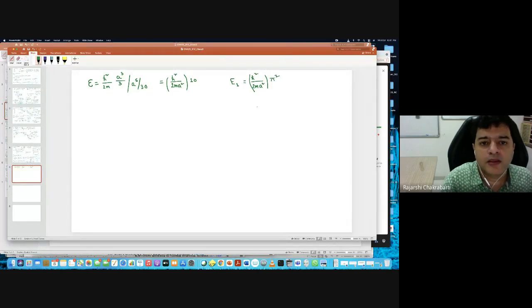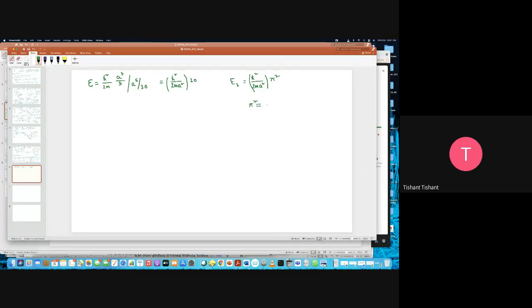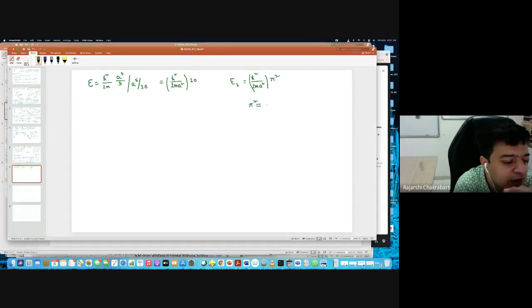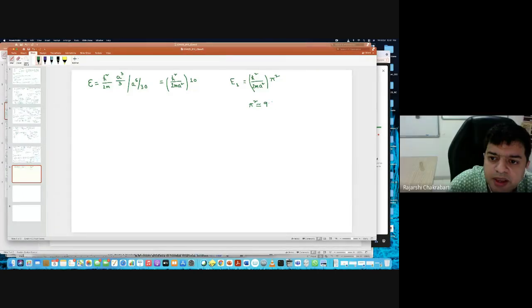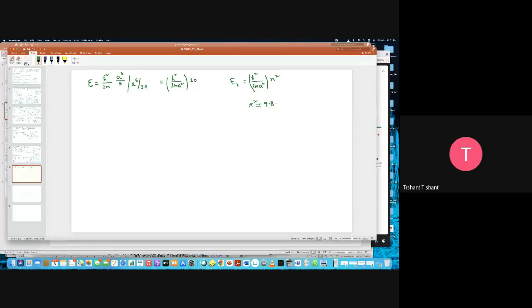Okay. Now what is the value of pi square? So 9.9 something. Okay, someone has a calculator. Can you calculate and tell me the closest possible value, not exact? 9.87, 9.869, 9.86.